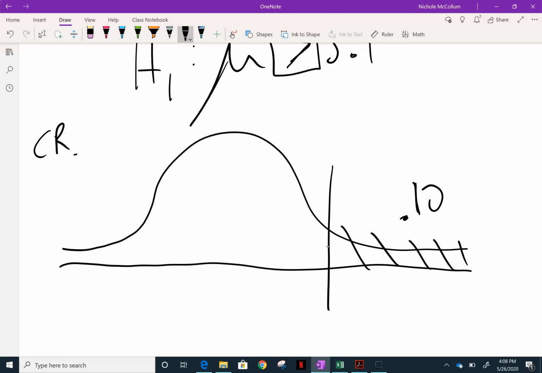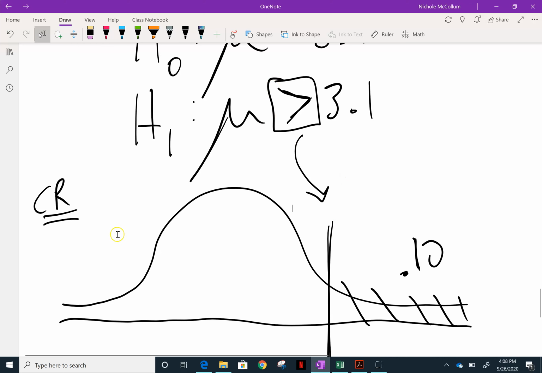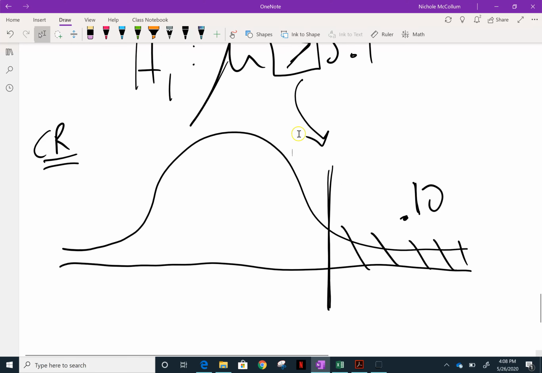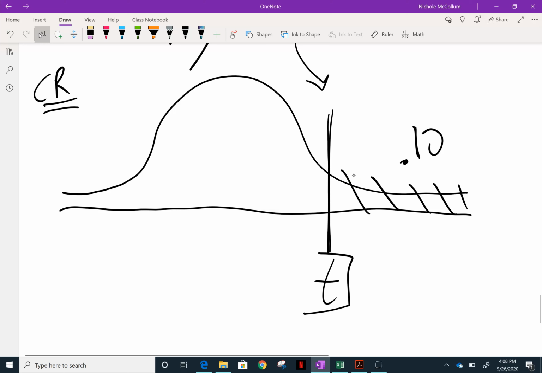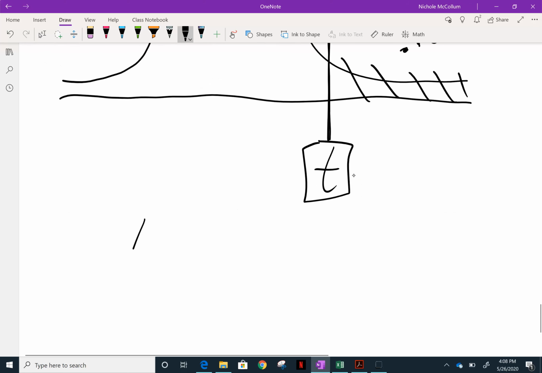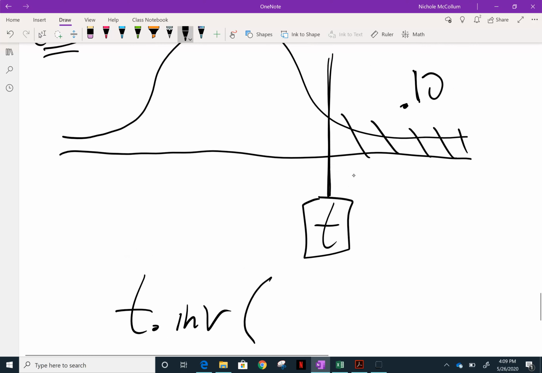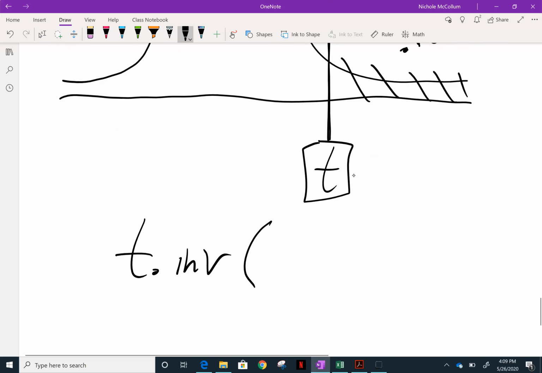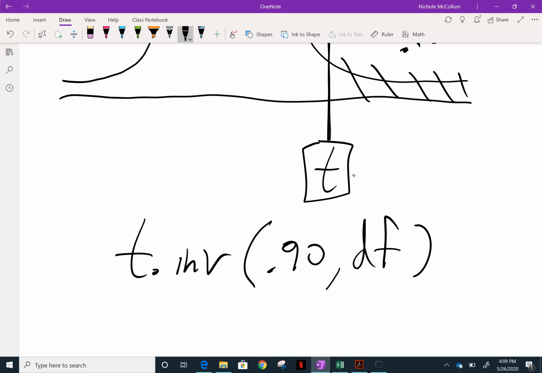My critical region only has one bar because of the greater than symbol. The greater than symbol means use the top bar. If that was a less than symbol, I'd do the bottom bar. Got it. So I have to find a different t critical value now. And how do I do that? T dot inverse, that's how you find critical values. You need to know the area below. Look at your picture. If the area above is 10%, then the area below is 90%. I still need the degrees of freedom to calculate it out.